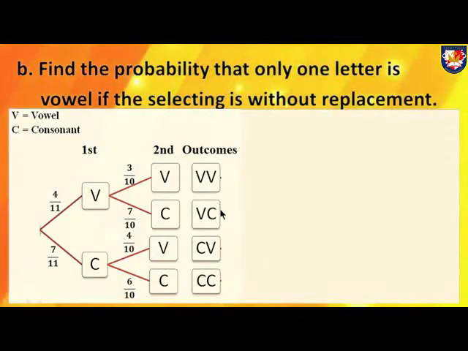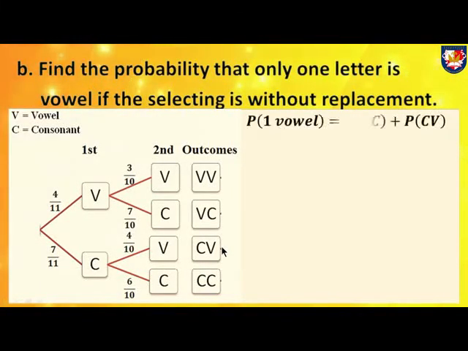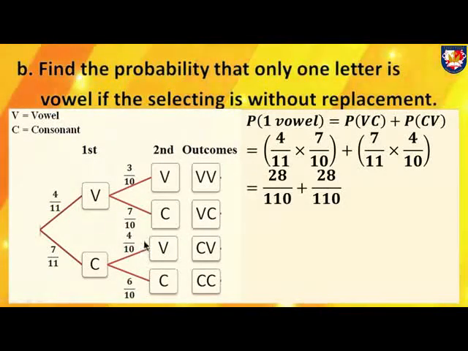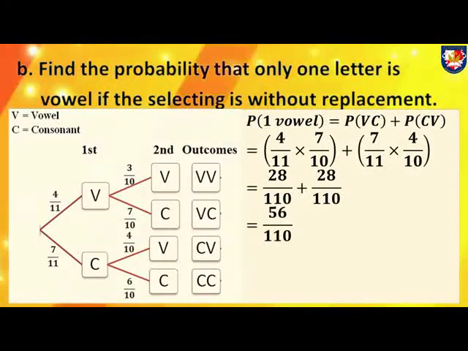So these two are the favorable outcomes for one vowel: vowel-consonant plus consonant-vowel. For vowel-consonant it is 4 per 11 times 7 per 10. For consonant-vowel it is 7 per 11 multiplied by 4 per 10. So it is equal to 28 per 110 plus 28 per 110, which is equal to 56 per 110.